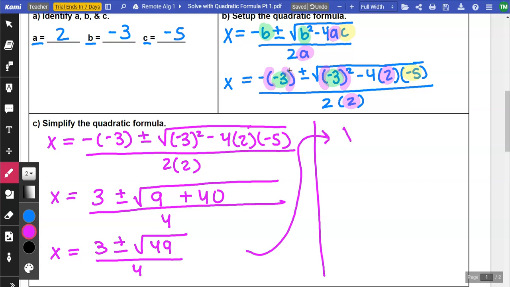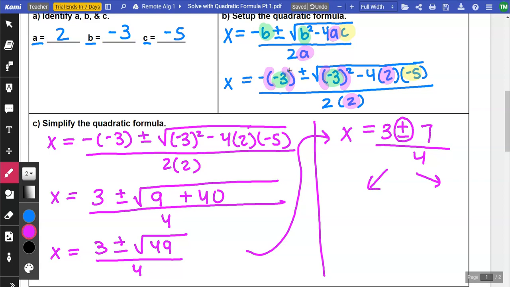I'm going to come up here. X is equal to 3 plus or minus. Now we can square root 49. What's the square root of 49? 7. So notice here, how many answers do we actually have? Just like when we solved by completing the square, because we have this plus or minus, that means we have 2 answers, which we normally get when we solve these equations, right? When we solve by factoring, when we solve by completing the square, we've always gotten 2 solutions. The quadratic formula also gives us 2 solutions because of that plus or minus.